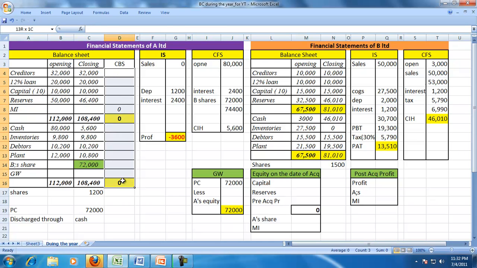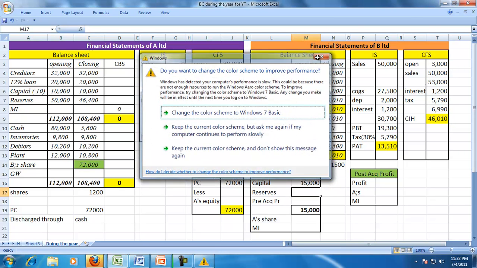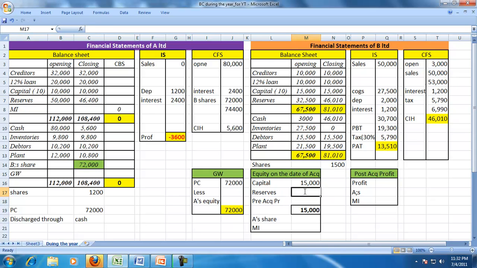To prepare the consolidated balance sheet as we have done in the past, we have to calculate goodwill, and goodwill is the excess of purchase consideration over equity as on the date of acquisition. So there is a need to find the equity on the date of acquisition. Equity on the date of acquisition is the capital of B, plus opening reserves of 32,000. Pre-acquisition profit, we assume that this profit has been earned uniformly, so therefore pre-acquisition profit is half of this 13,510. So it's an assumption that our company earns profit uniformly throughout the year.